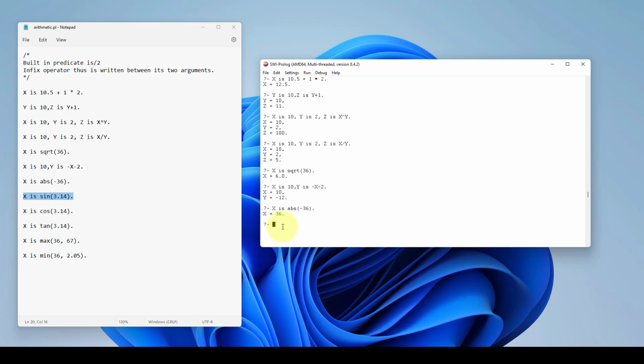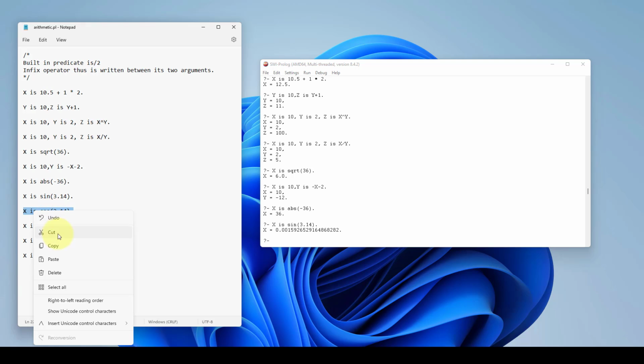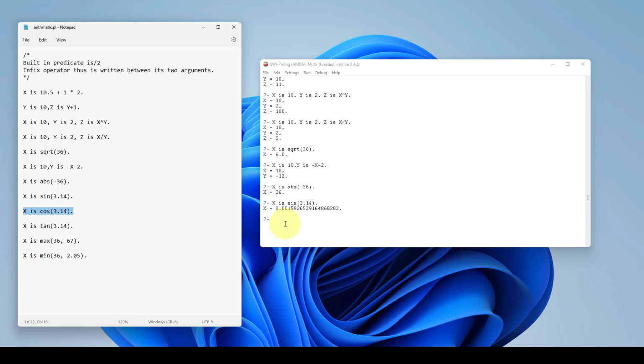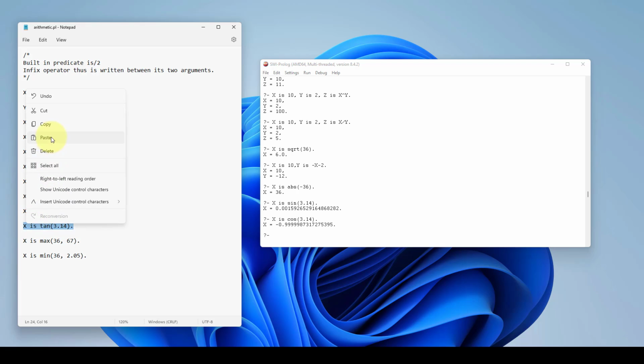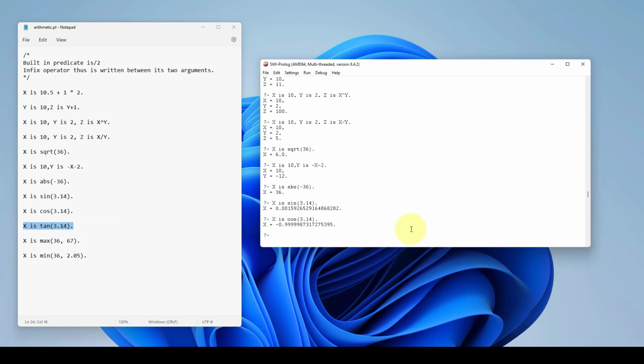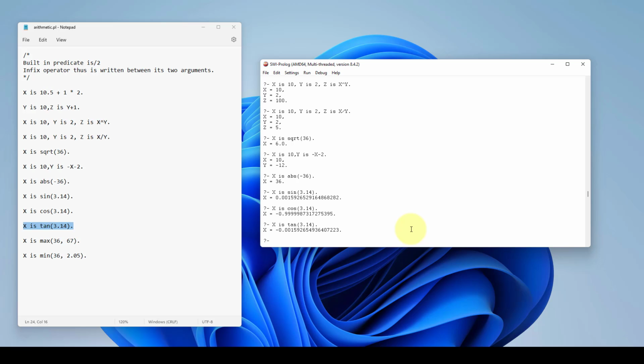Here we have the inbuilt trig functions, the sine of that number. The number in the argument there has to be in radians. Cos, and the tan function.